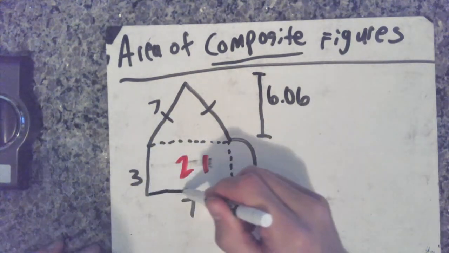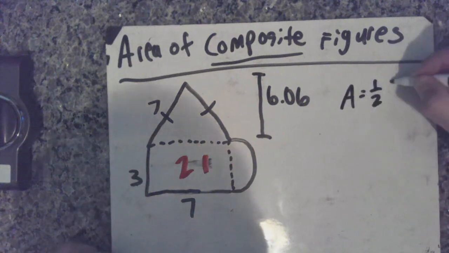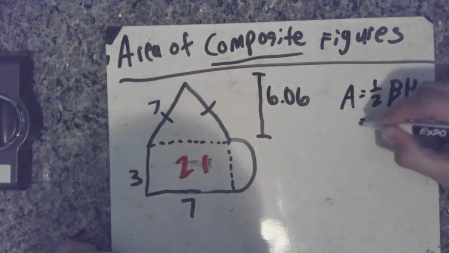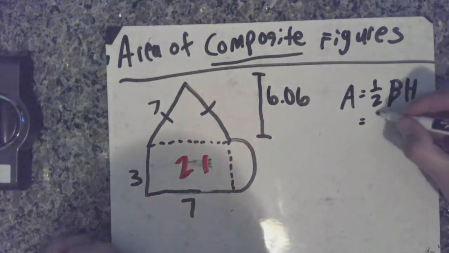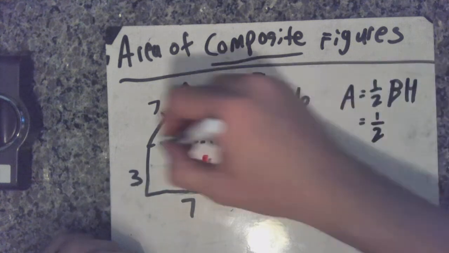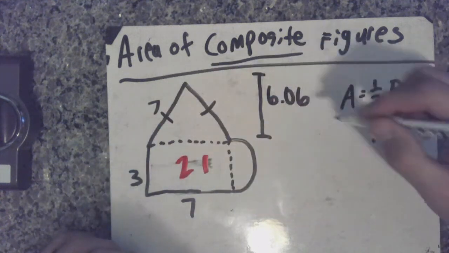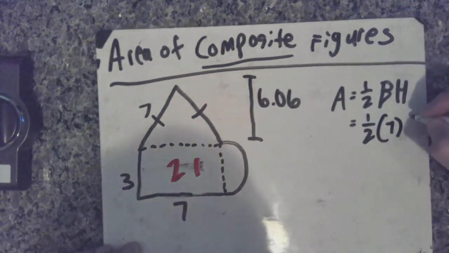Now for the triangle. The area formula of a triangle is 1/2 times the base times the height. Relatively simple formula. If you know the base and you know the height, very easy. You've got 1/2 times the base, that's just going to be 7, and then my height here happens to be 6.06. So luckily we're given it in the problem.